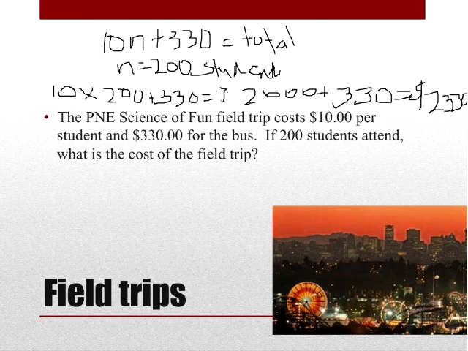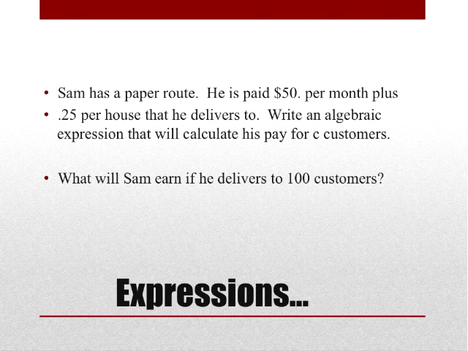So that's how we would do that. We built our algebraic expression based on what we knew. We knew our variable was the number of students. I'm circling that right now. So 10 times the number of students plus 330 for the bus will give you the total. And that's what we look at all the time when we're building an expression.